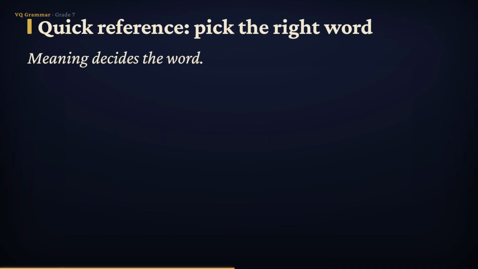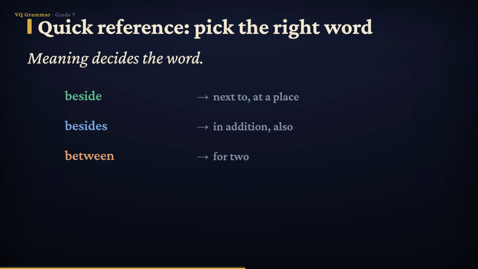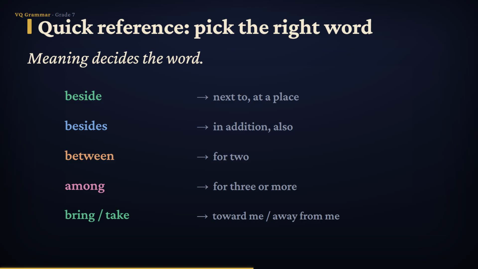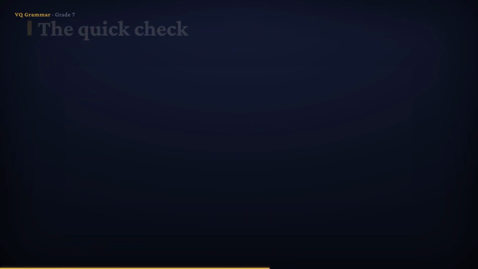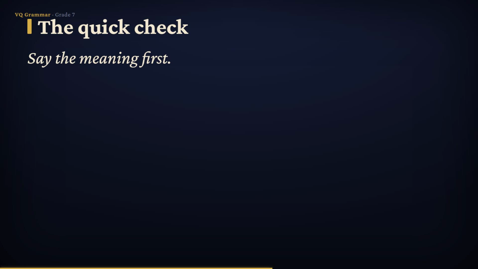Let's line them all up as a quick reference. Beside means next to, at a place. Besides means in addition, also. Between is for 2. Among is for 3 or more. Bring means toward me. Take means away from me. And choose is the present tense, while chose is the past. See the pattern? You start with the meaning you want, and the meaning points you to the right word every time. Let's turn all of this into one habit.